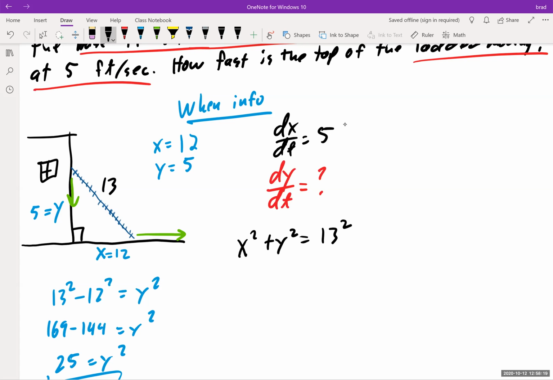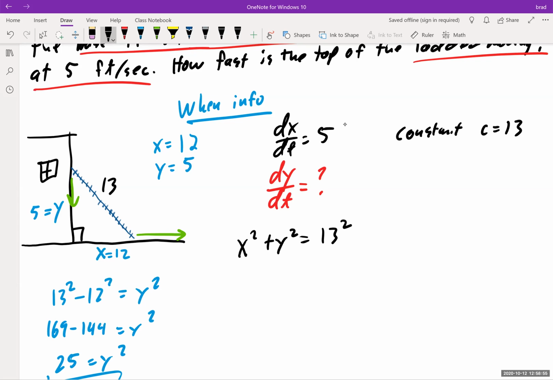Now, in the previous problem, I didn't plug any numbers in right away, but in this problem I am, because the length of the ladder is constant. It's not going to change throughout the entire problem. So this will stay 13 no matter how fast the ladder's sliding. It's 13 feet long, and it's not going to change. So I'm allowed to plug that information in before I take the derivative. That is not "when" info, so maybe I should put that over here. Constant: c equals 13, the length of the ladder.